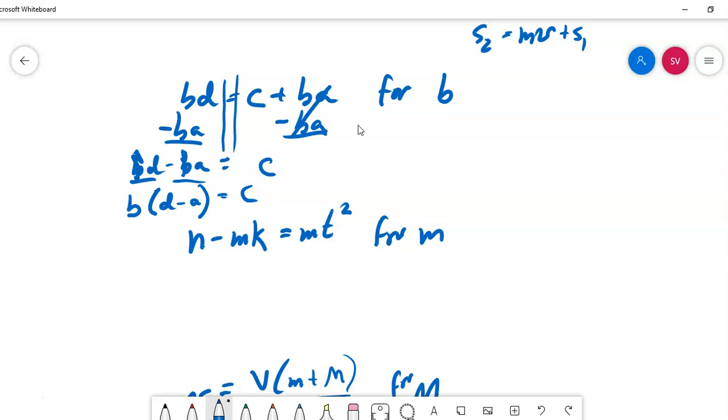So now what we could do is we could notice that the D minus A is attached to the B by multiplication. So I'm going to divide it on the left and I'll divide it on the right. The D minus A on the left cancel to 1, so B is equal to C over D minus A.